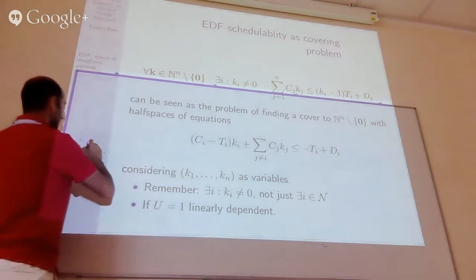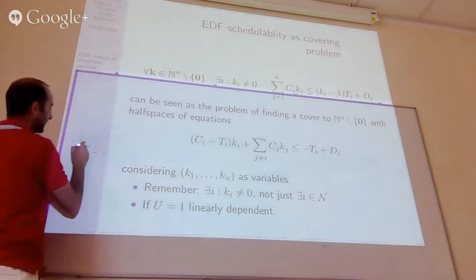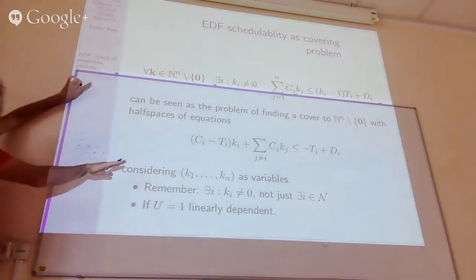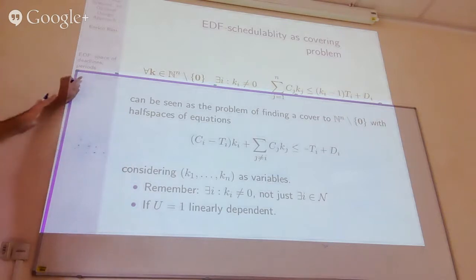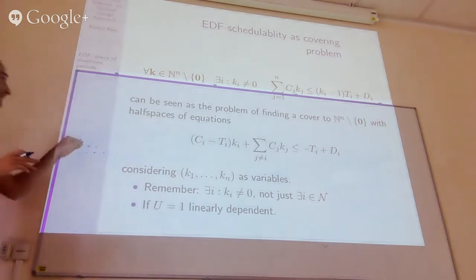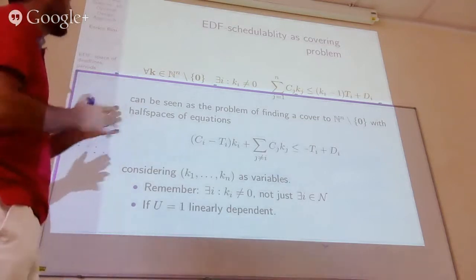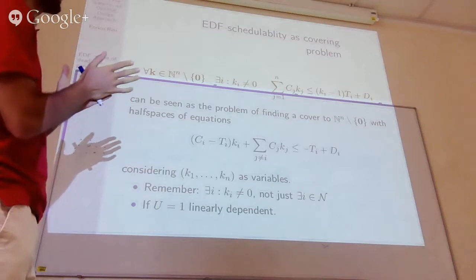For example, if you have half planes like this, a plane that is covering in this way, you have this point that is out, and then the task set is not schedulable. This is why it can be seen as a covering.